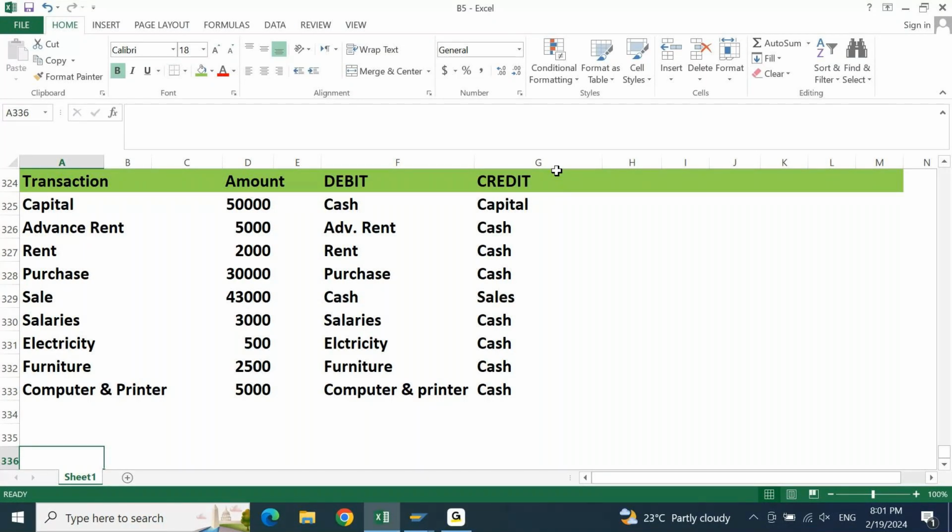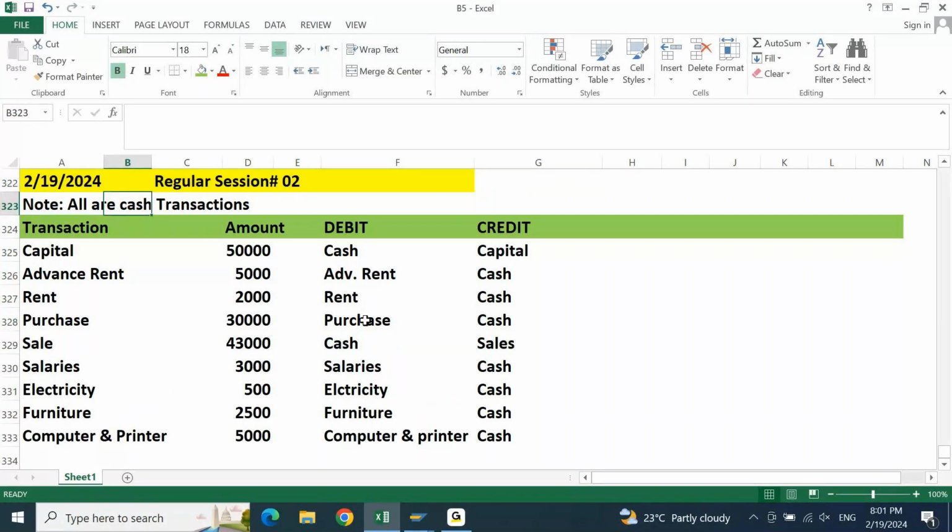Wherever you have cash on the debit side, this is representing you received cash. Wherever you have cash on the credit side, this is representing you have spent cash. You have paid. Cash receipt, cash payment. And we are assuming that everything is a cash transaction.